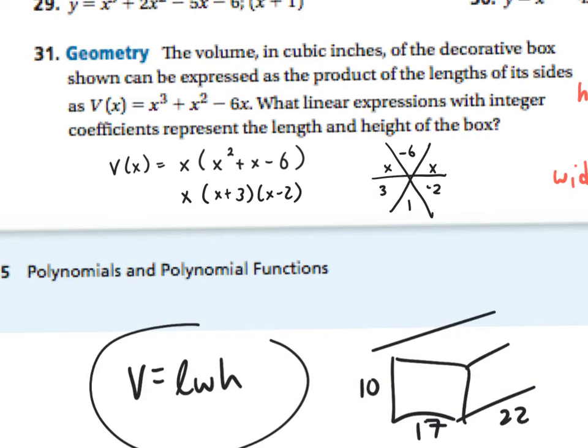This here could be the height. We don't know exactly. And this here could be the length. But based on the diagram, I should probably switch those around because of what it looks like. The length looks longer, so I'll choose that one, and the shorter one there is the height. So what linear expressions with integer coefficients represent the length of the box? And there we go. My length is x plus 3, and my height is x minus 2.